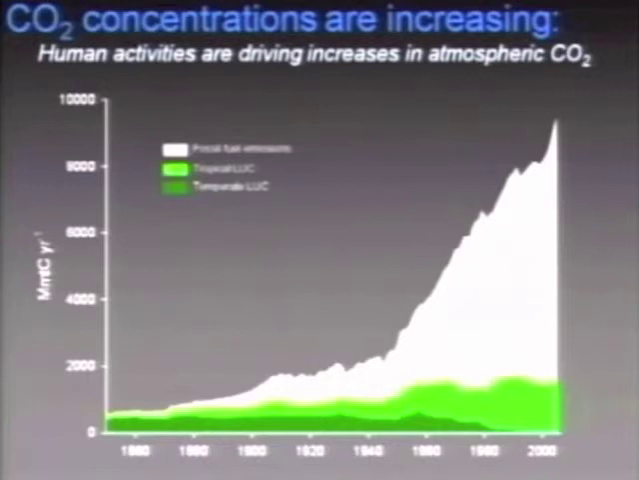This figure shows over time the emissions of carbon dioxide from burning fossil fuels, represented by that gray shaded area, and from land use change. There are two shades of green there. One is from temperate land use change, so land use change in the temperate regions, and one is from the tropics. So you can see that over time emissions have grown, land use change emissions have grown, and that land use change emissions comprise a substantial portion of total emissions.